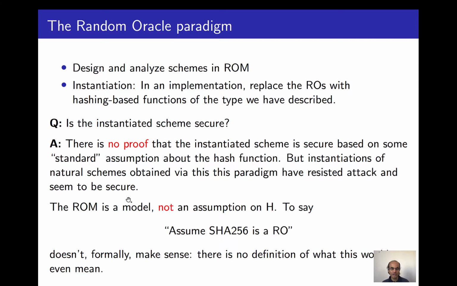The random oracle model is a model. It's not an assumption on the hash function. To say, let's assume SHA-256 is a random oracle, not only is incorrect, but more importantly, it doesn't make sense because we have no definition of what it means for a function to behave like a random oracle, at least no definition under which all the different applications of the random oracle model would be pushed through.